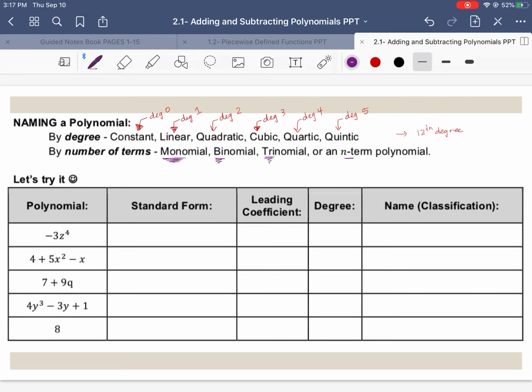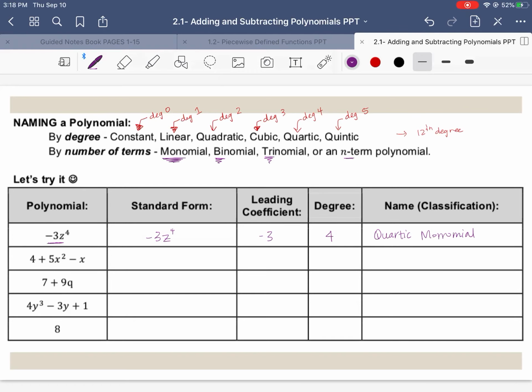So let's fill in this table below, kind of moving these things around. So our first example here, we have negative 3z to the fourth. Now there's only one term there, so it's already in standard form. So negative 3z to the fourth. The leading coefficient, again, is the number leading the standard form, so we have negative 3. The degree is the highest exponent. The only exponent there is 4. So again, this one has a degree of 4, so we're talking quartic. And then it has one term, so it's a monomial. So this one right here, we're going to write as a quartic monomial.